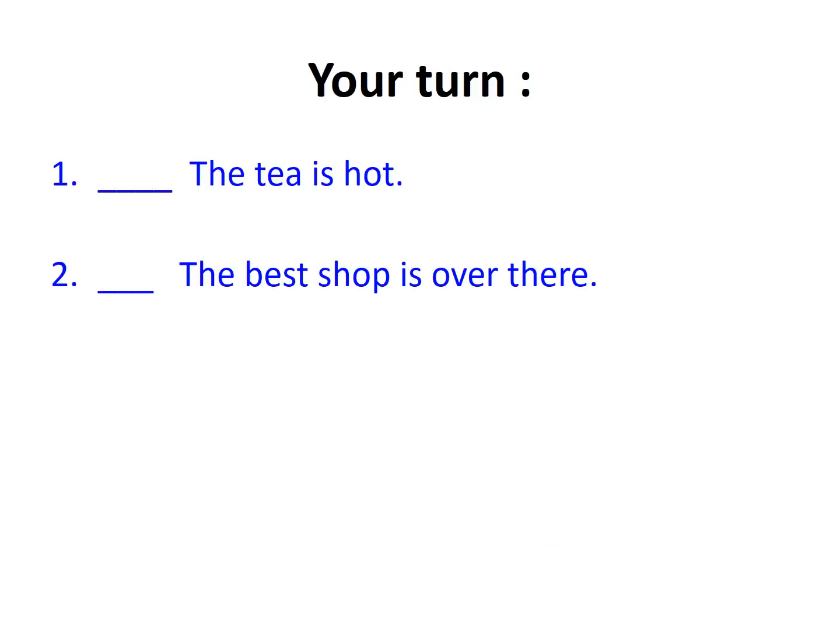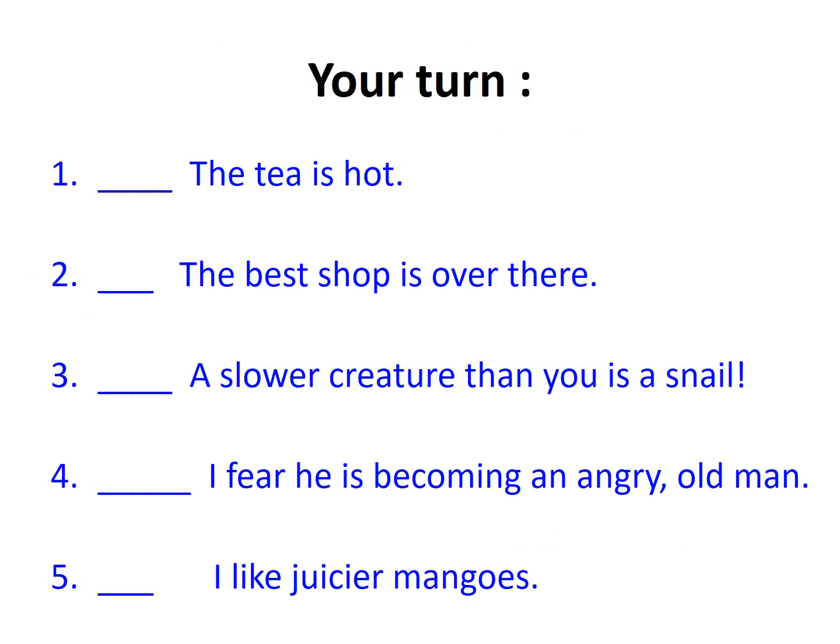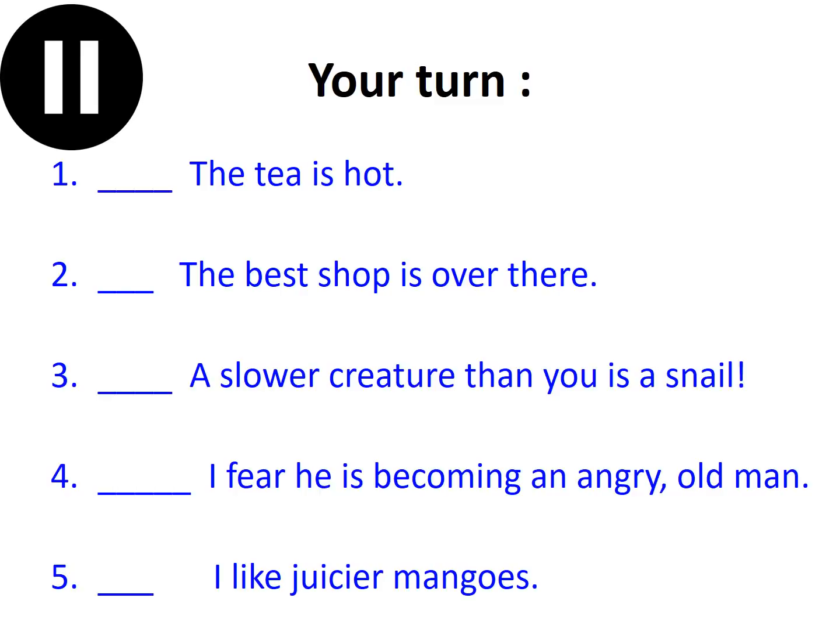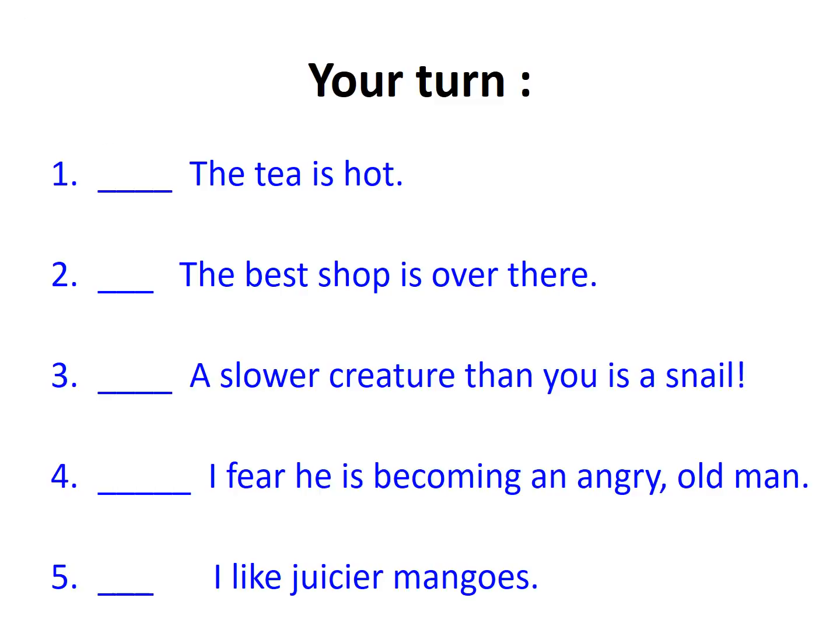Now it's your turn. For each of the 5 sentences, decide whether you're dealing with an absolute, comparative or superlative adjective, and then identify it in each of the sentences. Hit pause if you need thinking time. So, the absolute base adjective is hot in this sentence. The best shop is over there. Best is a superlative. A slower creature than you is a snail. That seems accurate. The person has used a comparative by using the adjective slower.